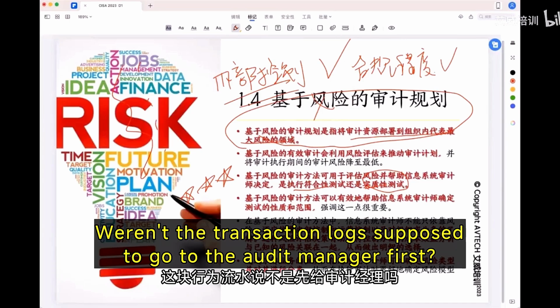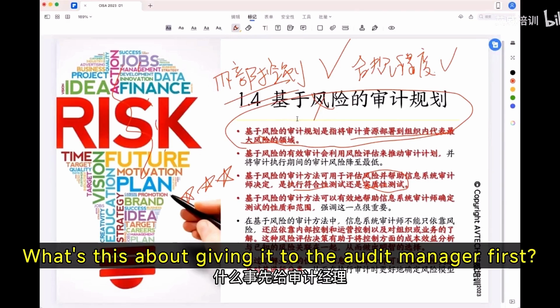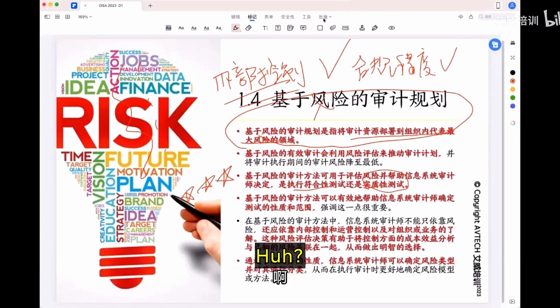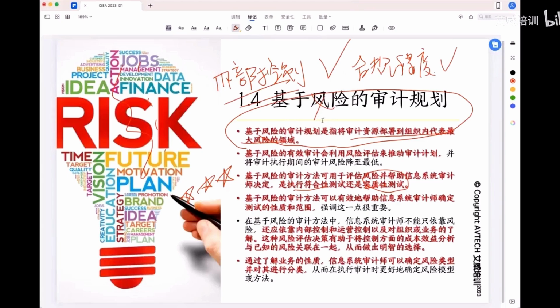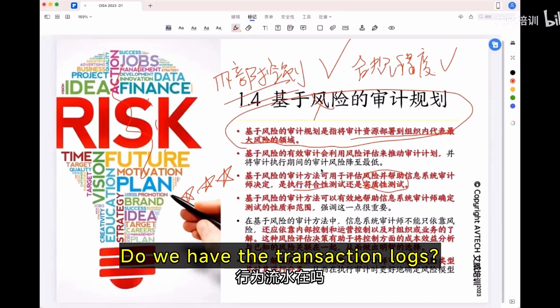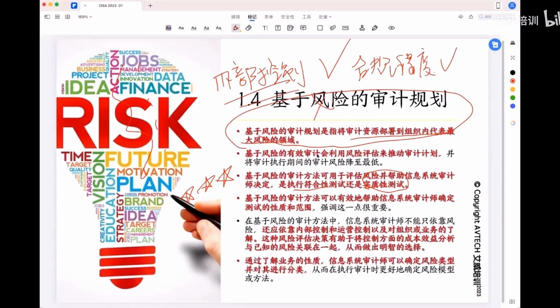Weren't the transaction logs supposed to go to the audit manager first? What's the problem with the transaction logs? What's this about giving it to the audit manager first? Can you say that again? I'm not sure which part you're referring to. Do we have the transaction logs? What's the issue here? It goes to the audit manager first.